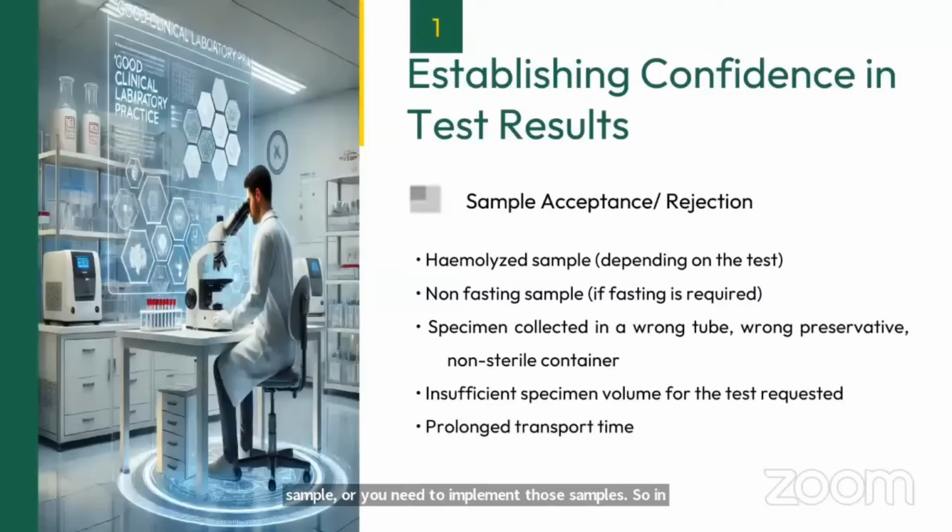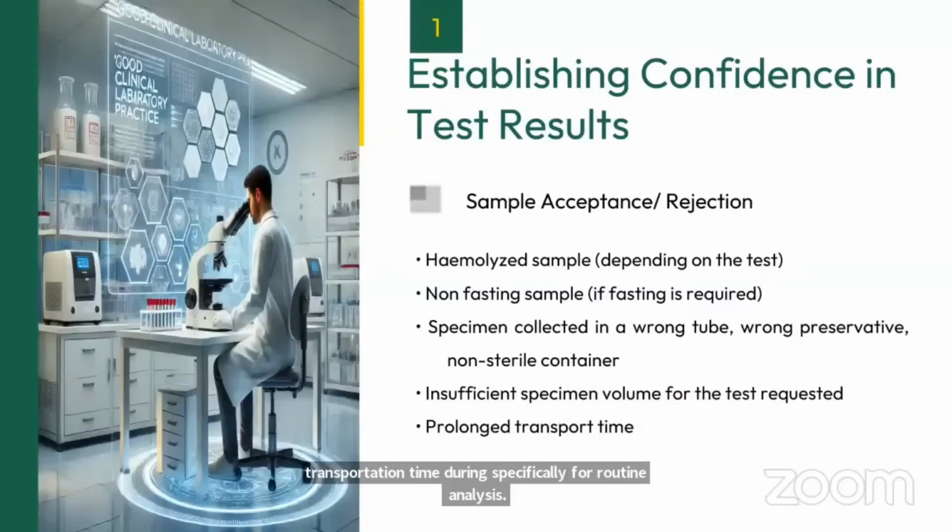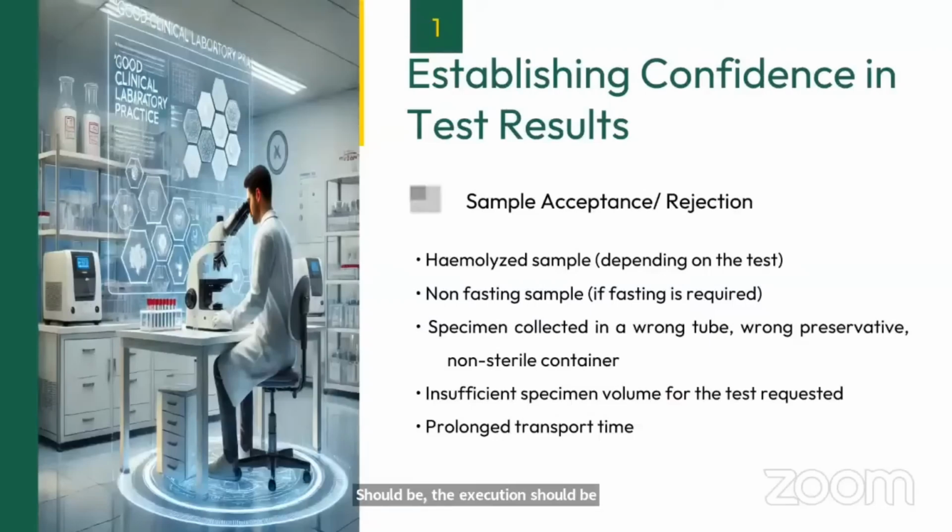Prolonged transportation time. For urine samples, specifically for routine analysis, the examination should be completed within 2 to 3 hours. But if the transportation time itself is 4 or 5 hours, there is no point in receiving or examining those samples. So you should be aware that the sample transportation time and the time lapse between collection and examination should be considered for certain specific tests.